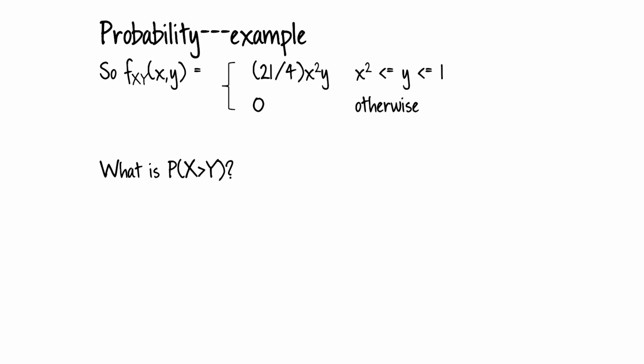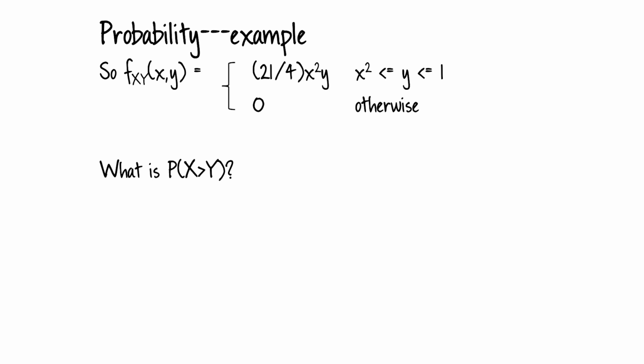Okay, so now we've got this completely specified joint PDF. We plugged in the value for the constant that we computed, and so we've got this completely specified joint PDF of x and y, and so now we can actually start doing things with it. And one of the things that we can do is calculate probabilities of certain regions.